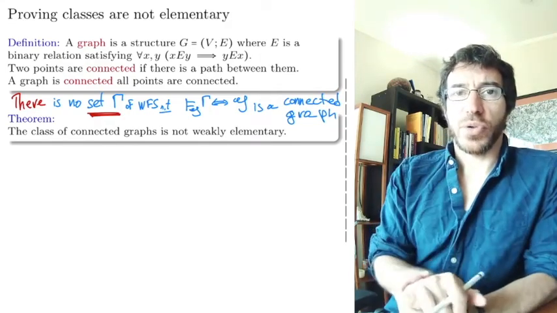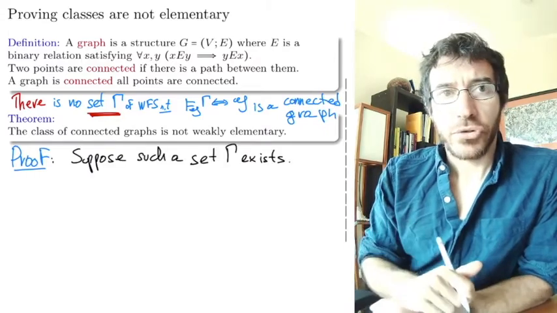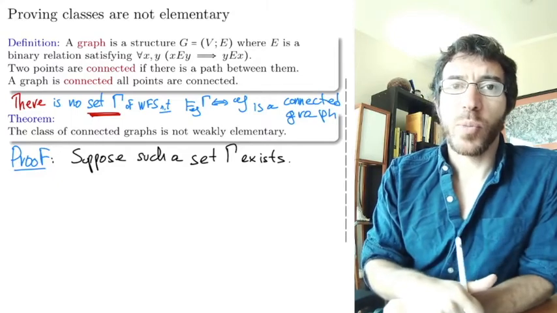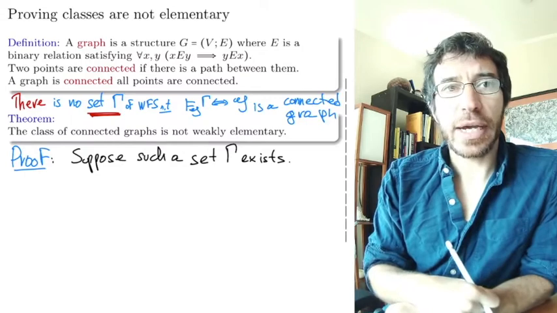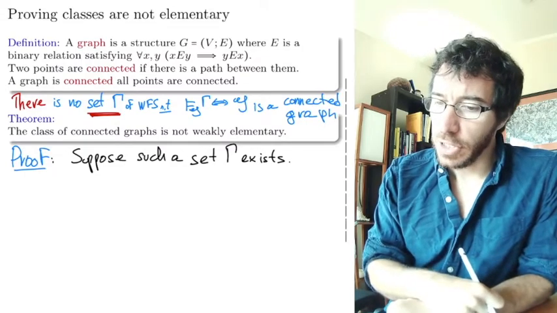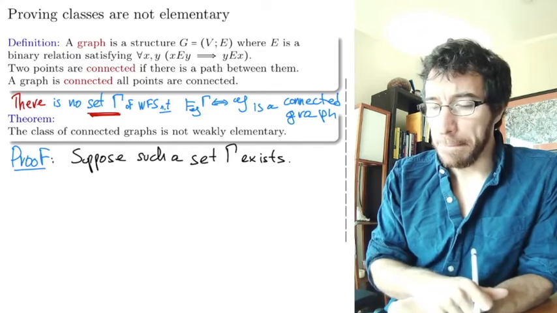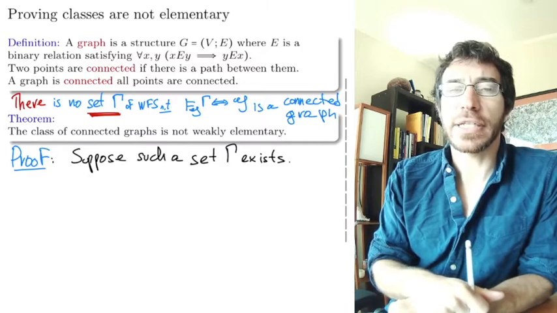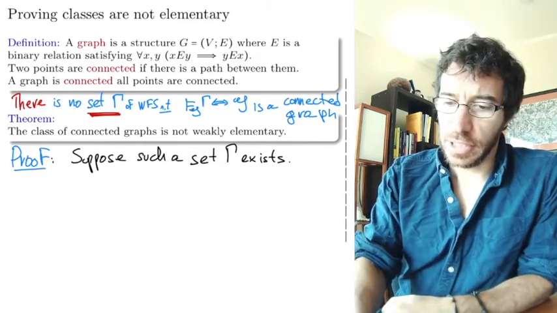So how are we going to show this? The proof is going to be by contradiction. We're going to suppose that such a set gamma of sentences exists, and we are going to prove that we have a contradiction, by showing that if all connected graphs satisfy the sentences in this gamma, then there must be some disconnected graph that also satisfies it. Okay, so here's what we do.